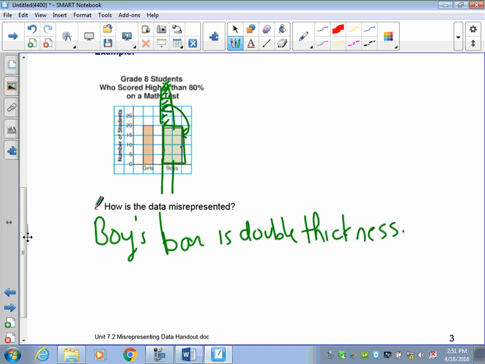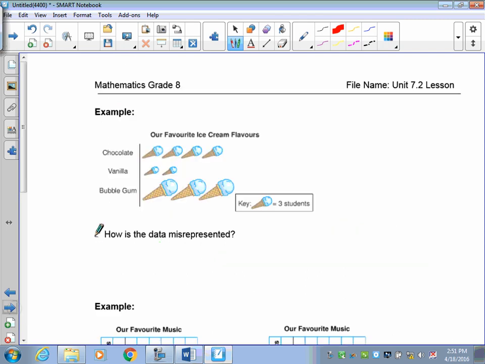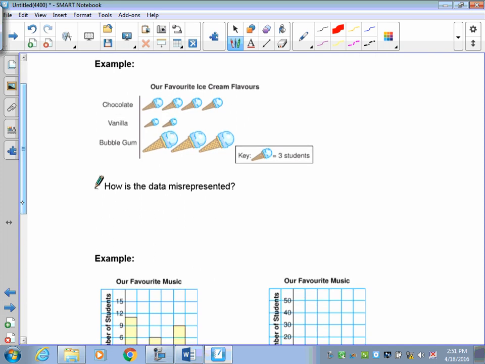And that gives you the impression that the boys are doing better, when in fact, if you look carefully, it's actually the girls who have a higher score. All right, here we go. This is called a pictograph. Notice that one ice cream is equal to 3 students. So we've got chocolate. Let's see, 1, 2, 3, 4 times 3, so this is 12 people. Vanilla is 6 people. And bubblegum is 9 people.